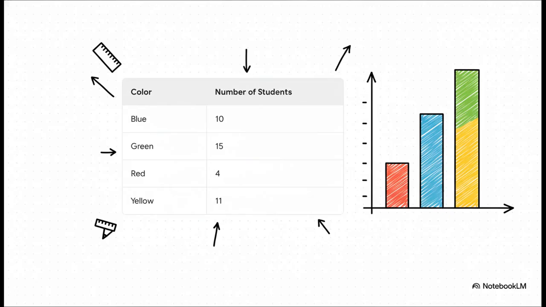And now we just draw a bar for each color, making sure its height lines up with the number on the side. So the blue bar goes up to the 10, green shoots all the way up to 15, red, well, that's a short one, just up to 4. And yellow stops right there at 11.